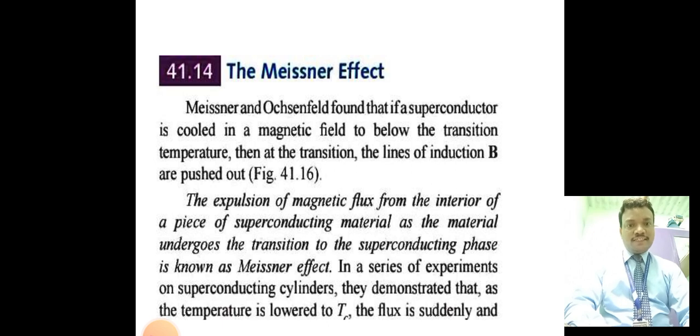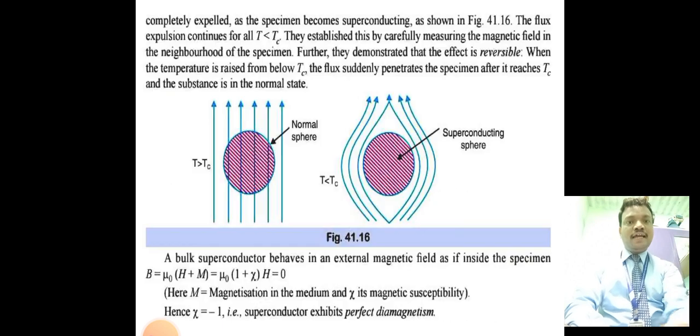they demonstrated what happens as the temperature is lowered to the critical temperature. In this case we mainly consider the temperature of the substance, whether it is greater than the critical temperature of the material or less than the critical temperature of the material. When the temperature is lowered to the critical temperature, the magnetic flux is suddenly and completely expelled as the specimen becomes superconducting. That is shown in the second figure.